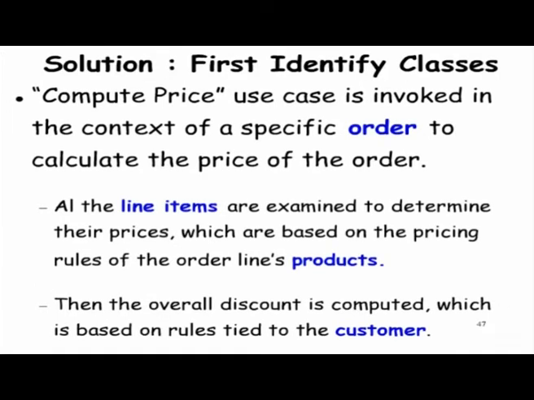So if you read through this, you will see that there is a specific order based on which the compute price is invoked, and then the line items are examined to determine their prices on the order. So the compute price use case is invoked in the context of a specific order. So order is a parameter for the compute price, that is the context, and then for the order all line items are examined to determine their price. So determine price is a method for the order class, and for all line items, that is a loop here, and based on that the pricing rules are applied for the products, and the overall discount is computed.